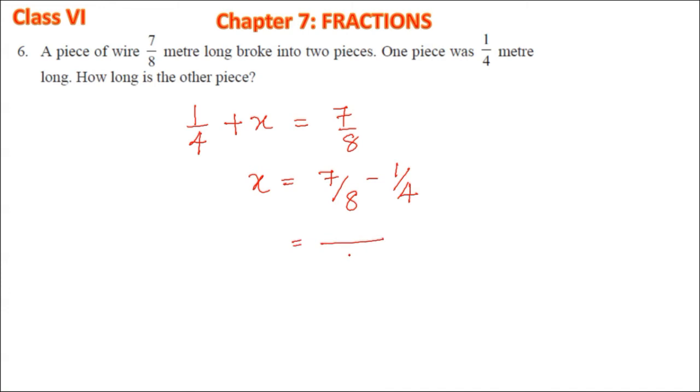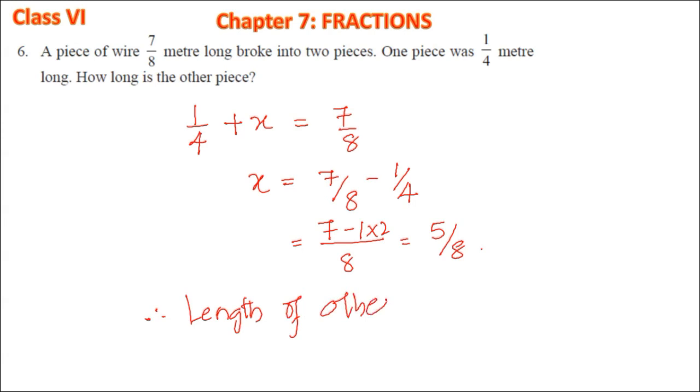Here the LCM is 8. So 7 minus 1 to be multiplied by 2. We get it as 5 by 8. So another length is 5 by 8 meters. Therefore, length of other piece is 5 by 8 meters.